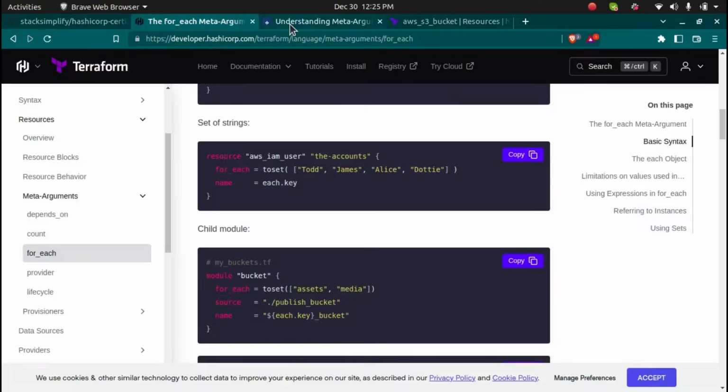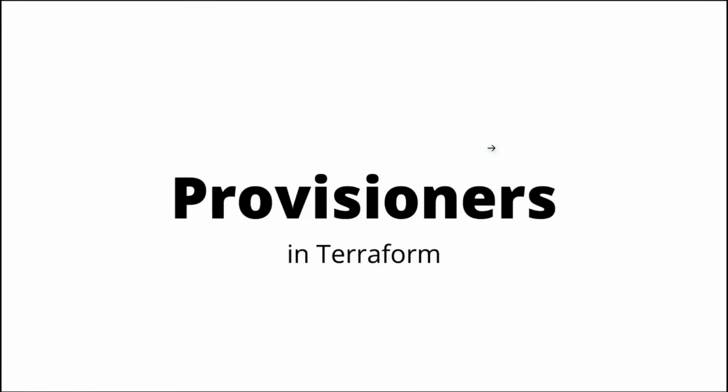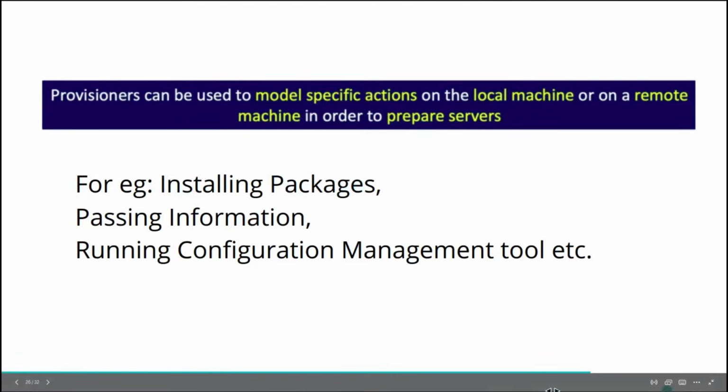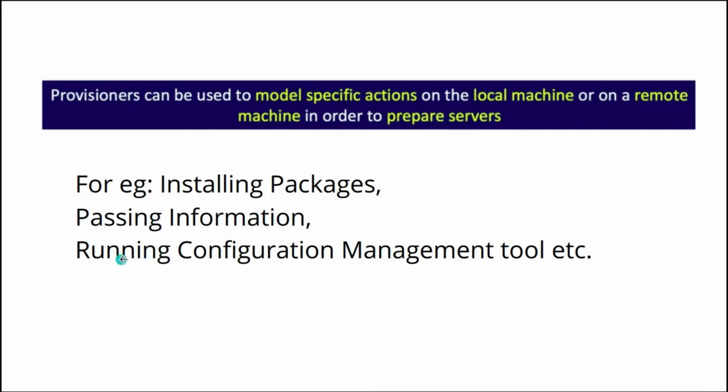We have different provisioners in Terraform. There are 3 types of provisioners: remote-exec provisioner, local-exec provisioner, and then you have file provisioner. Provisioners are used if you want to do some task or some actions, and these are recommended to use as a last resort. Provisioners can be used to model specific actions on a local machine or on a remote machine in order to prepare servers. You can use this for installing anything on your remote machine, let's say an EC2 instance. You can also do that to install something on your local machine, like config tools. Or you can also use it to run a configuration management tool.